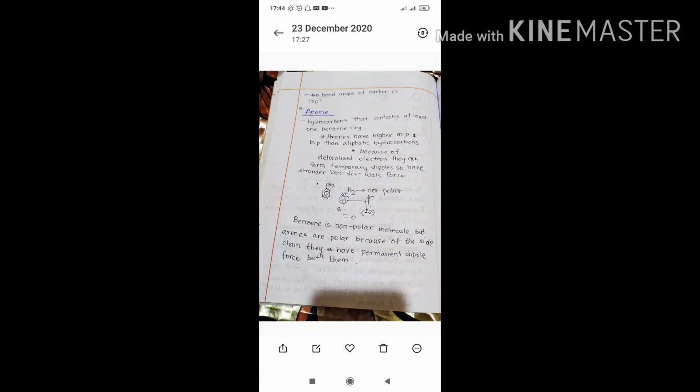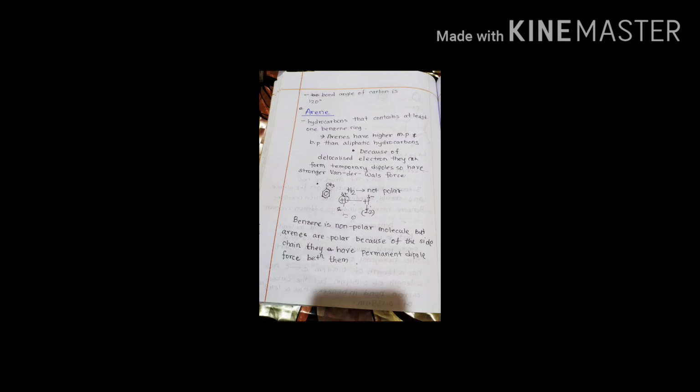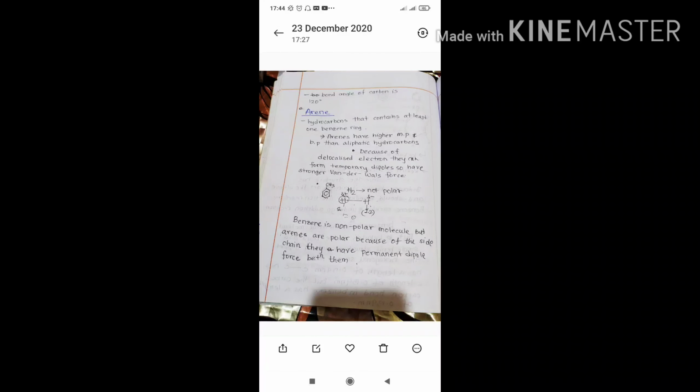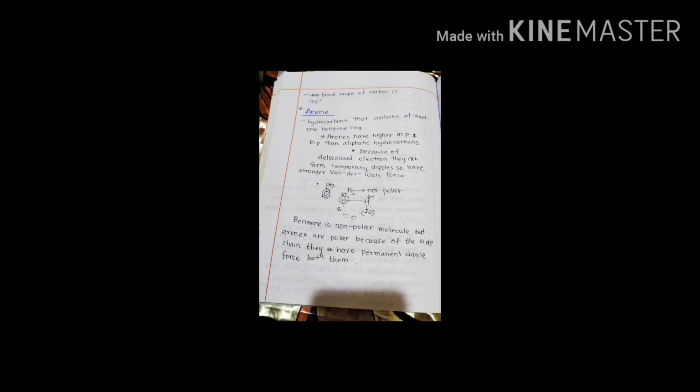Now let's talk about arenes. What are arenes? Hydrocarbons. We all know about hydrocarbons. Hydrocarbons that contain at least one benzene ring are called arenes. And arenes have different properties, like arenes have a higher melting point and boiling point than aliphatic hydrocarbons. Why? Because of delocalized electrons. The delocalized electrons in arenes can form temporary dipoles, so they have strong van der Waals forces.